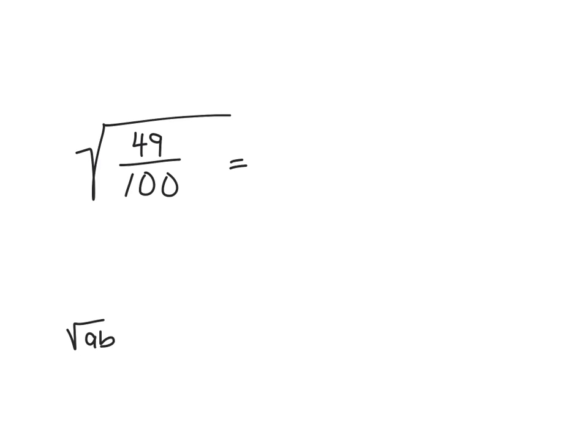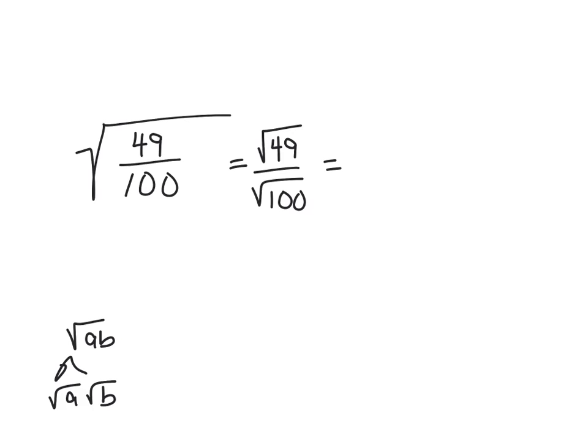Our last example here is just to show you how to do this when you have a fraction. So let's say you have the square root of 49 over 100. Similar to multiplying, you can split this apart as well. So I said earlier, if you had a times b, you can split this up into the square root of a times the square root of b. Well, now we can split this apart just vertically rather than horizontally.